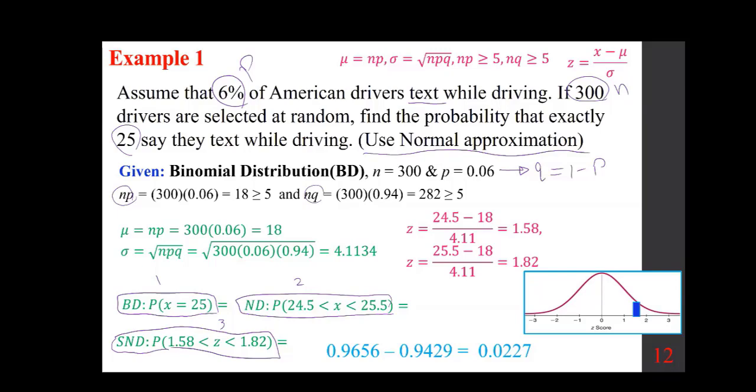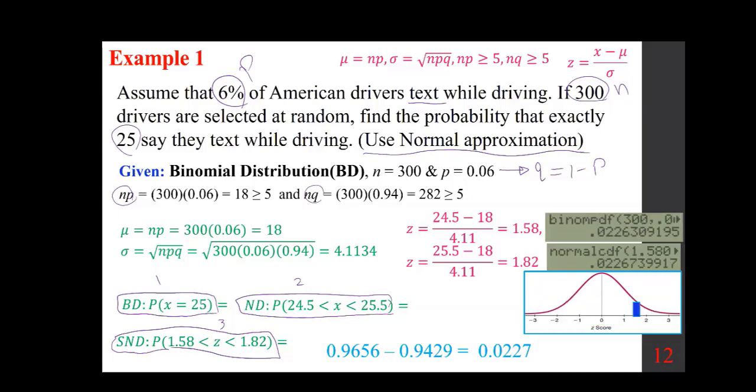So 0.0227. The probability that exactly 25 say they text while driving is about 2.27%. Now, we went over the normal CDF and how we arrive at the answer. For the normal CDF, you put the lower limit of 1.58, the upper limit of 1.82, mu and sigma, and as you can see, that is the value from the technology versus the z table.